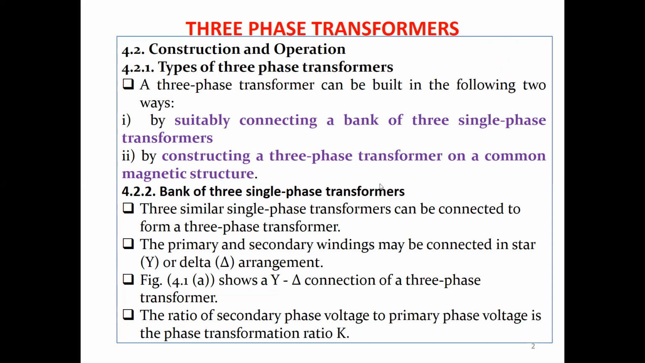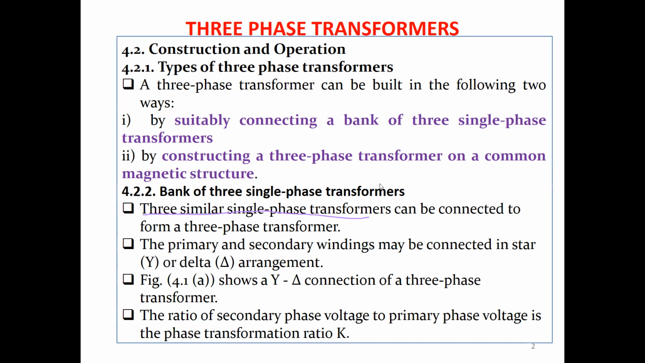Three similar single-phase transformers can be connected to form a three-phase transformer. You can connect either in a delta or a star connection. You must have similar single-phase transformers. That is the main key point here.